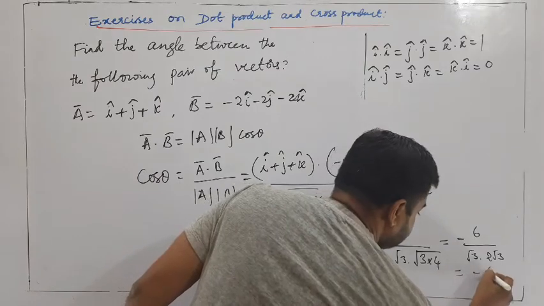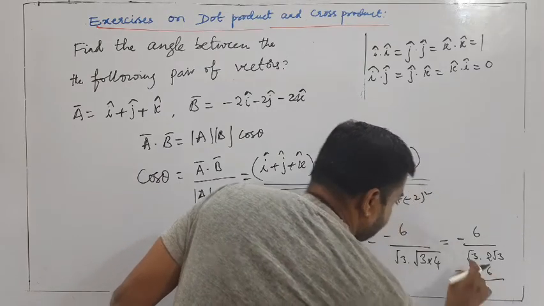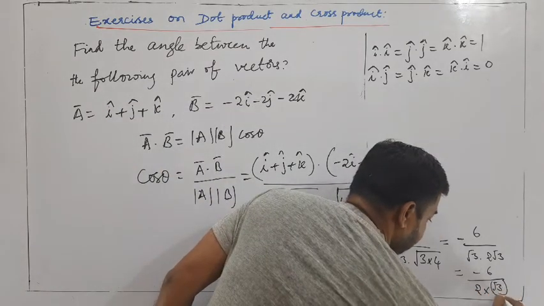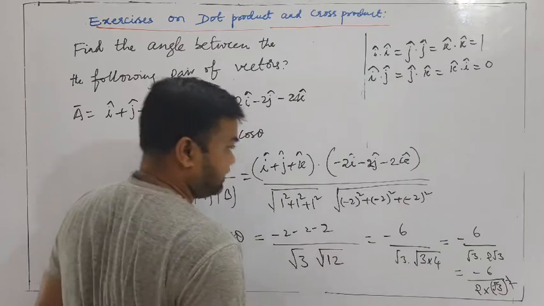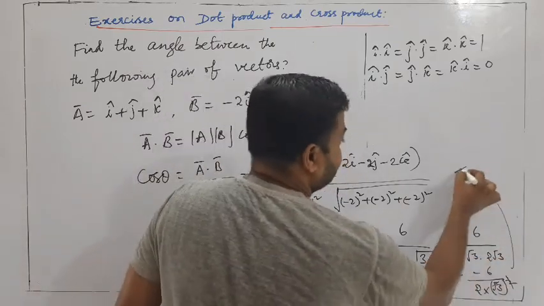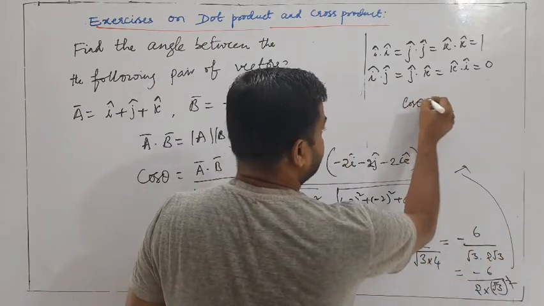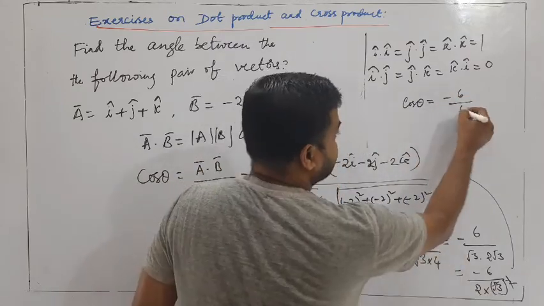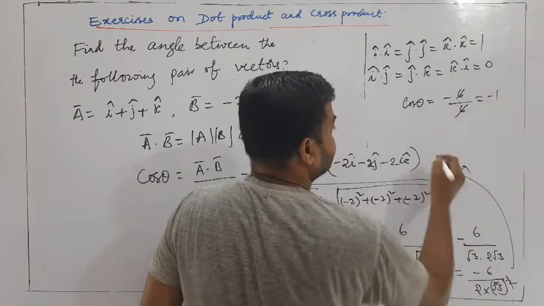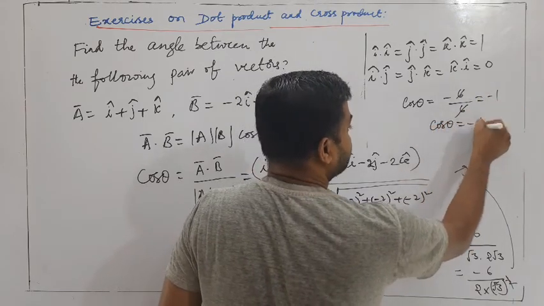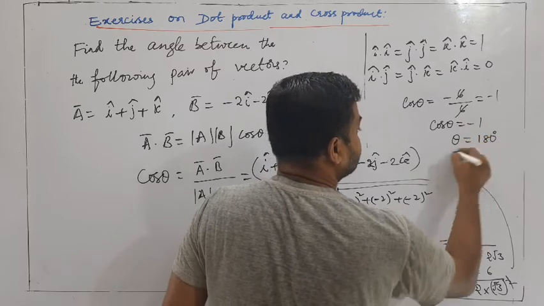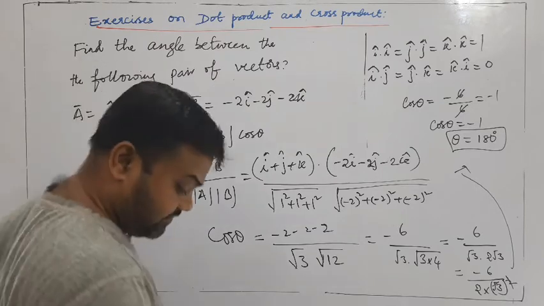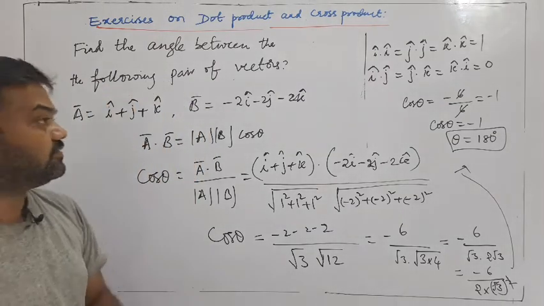That is equal to minus 6 by 2 into root 3 into root 3, whole square. Root 3 whole square, the square and square root get cancelled. And finally, cos theta is equal to minus 6 by 2 into 3, that is 6. 6 gets cancelled, you will get minus 1. Cos theta is equal to minus 1, which means theta is equal to 180 degrees. Like this we can find out the value using the dot product.